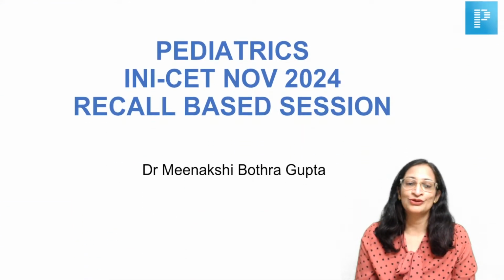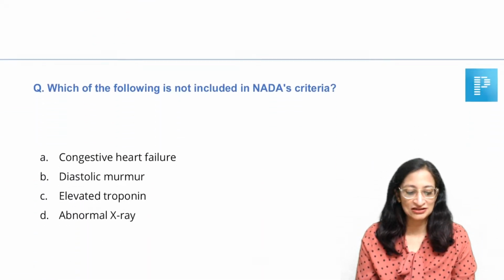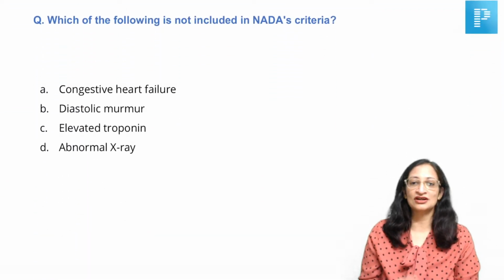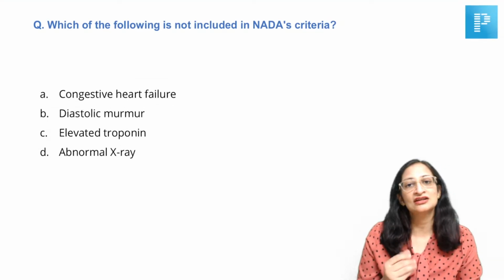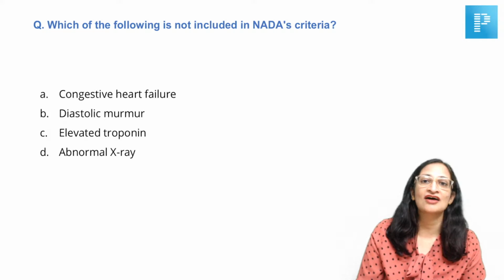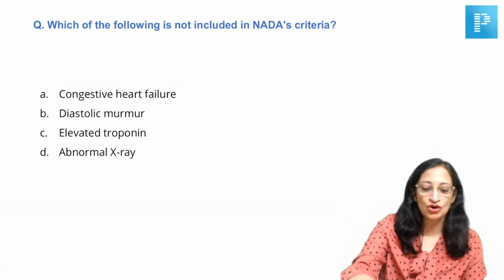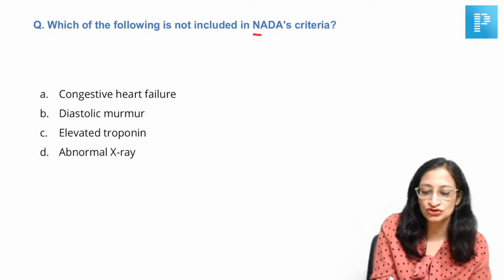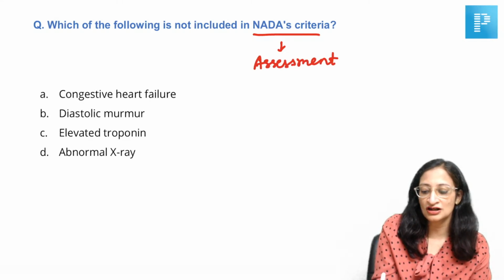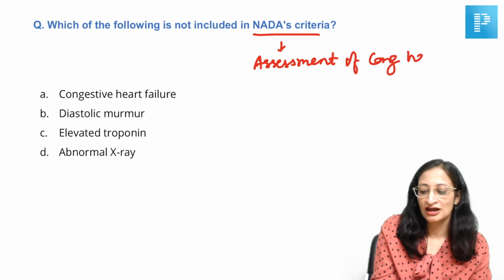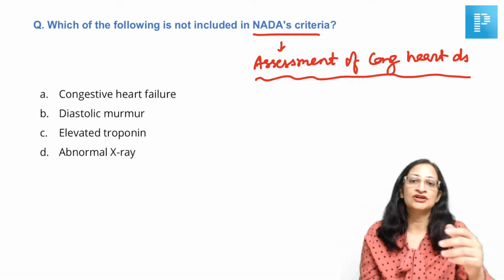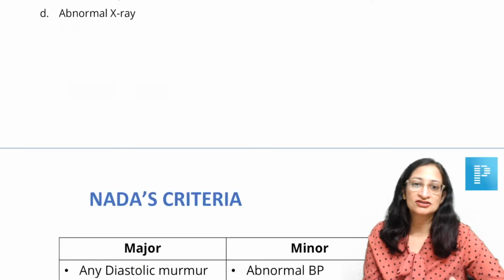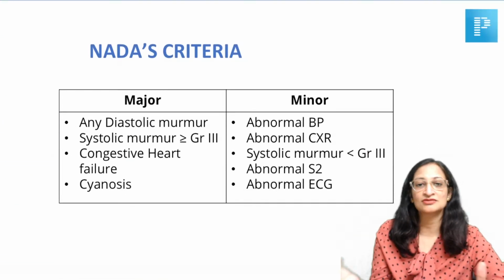So let us start with the pediatrics questions in this INI-CET session. The first question: which of the following is not included in NADA's criteria? Many times in our main videos and rapid revision videos, we have discussed NADA's criteria. We all know that NADA's criteria is basically used for assessment of the presence of congenital heart disease, whether a congenital heart disease is present or not. Time and again, in our rapid revision and revision videos, we've discussed NADA's criteria.